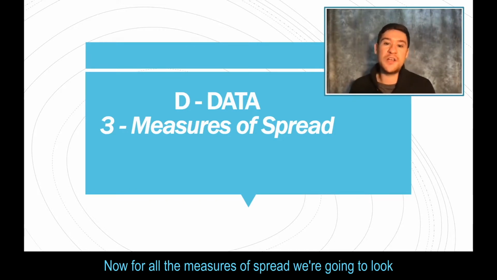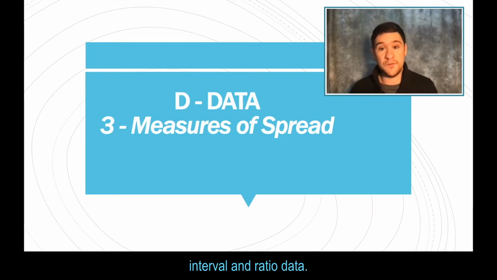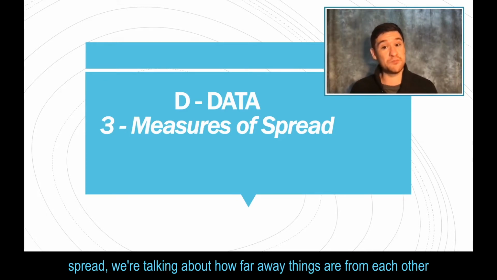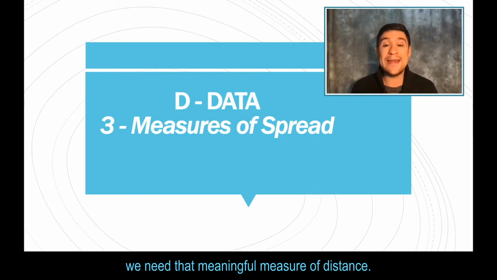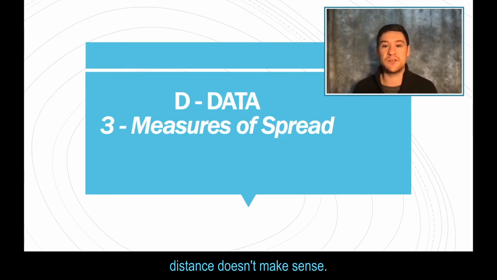Now, for all the measures we're going to look at in here, we're going to be talking about interval and ratio data. And why is that? Well, if you think about what we're talking about with spread, we're talking about how far away things are from each other. We need that meaningful measure of distance. Talking about spread in things which don't have a distance doesn't make sense.